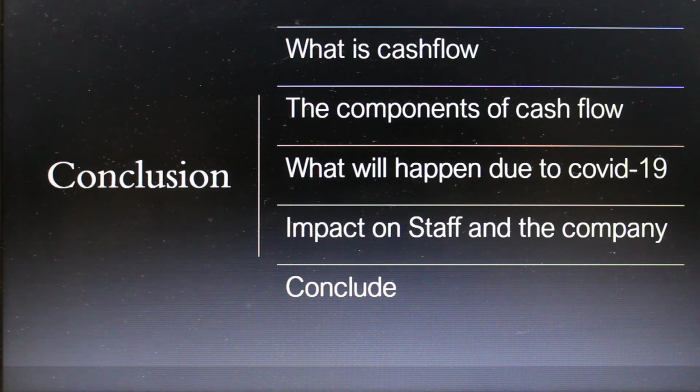I hope that this information allows you to get a better understanding of the whole cash flow issue that COVID-19 has caused or will be causing.